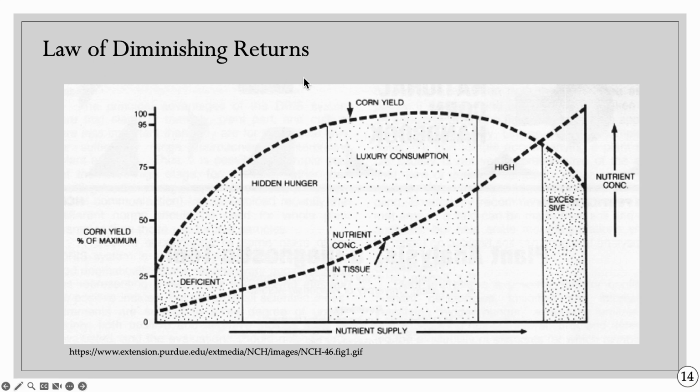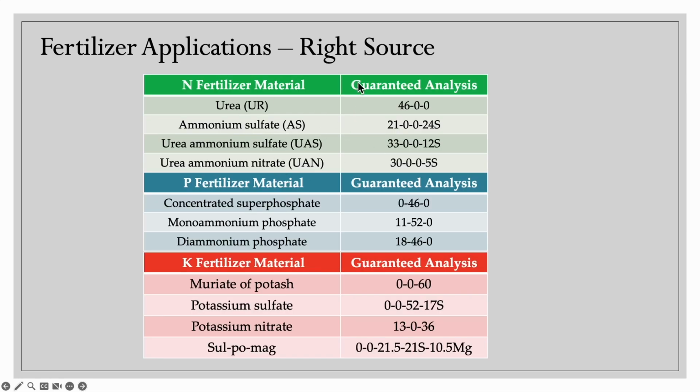So this law of diminishing returns is basically that you can only get so much yield for fertilizer or nutrient input, and we need to find out where that is. And then also we have the right source. Knowing what your different fertilizer materials are is going to help you determine what you need to apply.